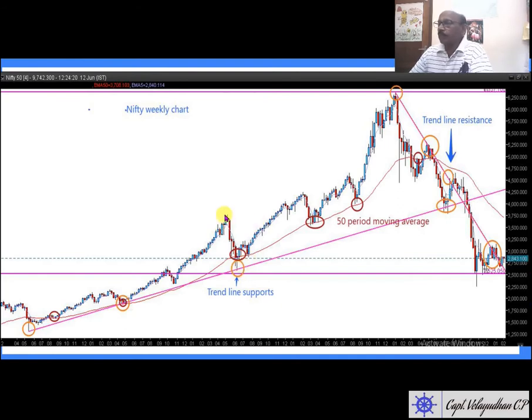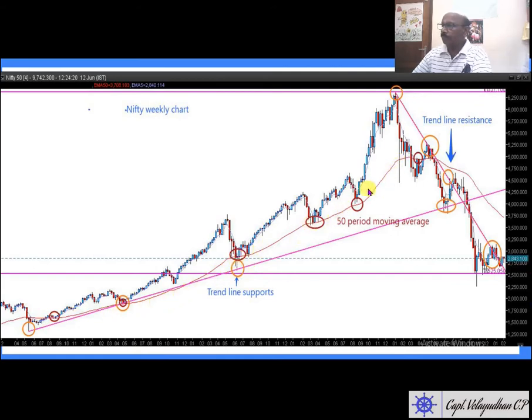So here the market corrected and took support on this trend line. Then it moved again up, up, up. It went all the way up. Then came down and took support again and tried to move up but failed. So, trend line. Now this line, we call it a moving average.